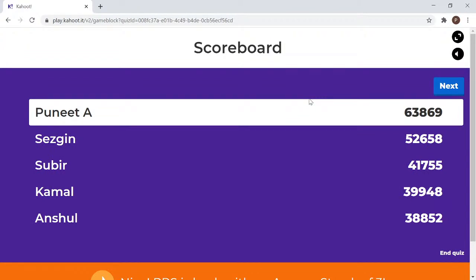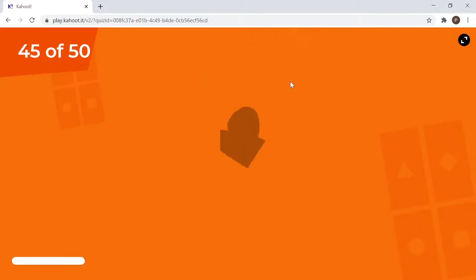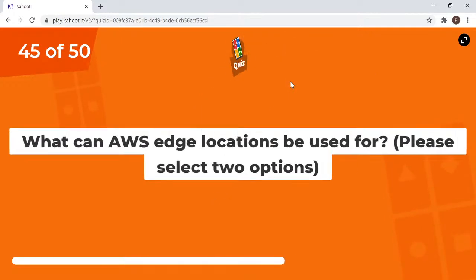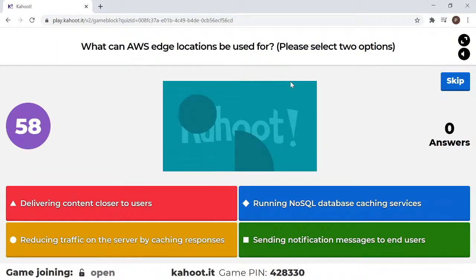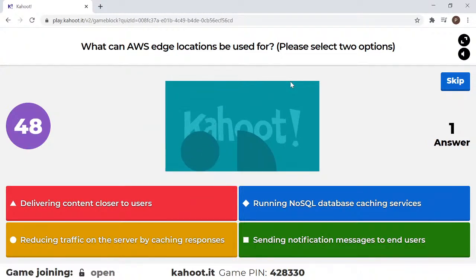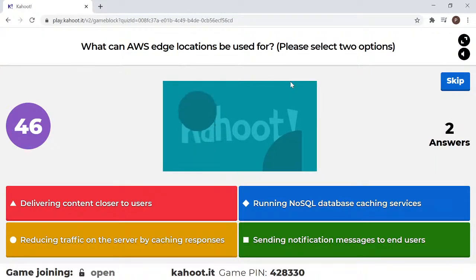Everyone holding their positions very strong. It's a multi-select question. What can AWS Edge location be used for? And you have to select two options. Delivering content closer to users, running NoSQL database caching services, reducing traffic on the server by caching responses, sending notification messages to end user.